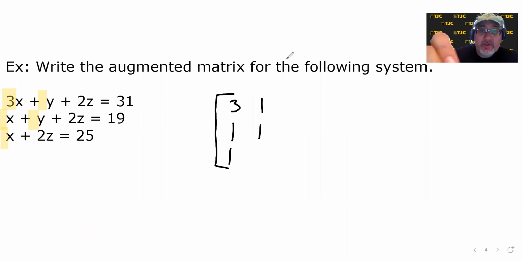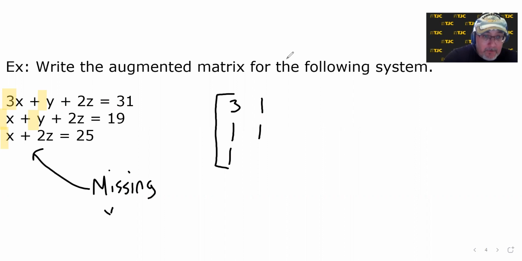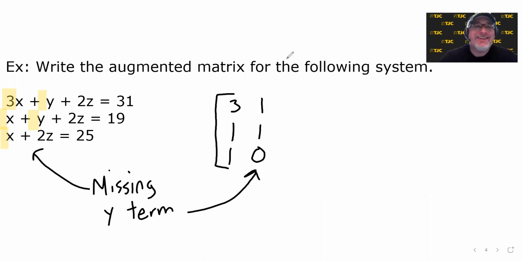But if you'll notice, the third equation is missing the y term. So guess what we should do? Well, we have to put a number right here to represent the number of y's in that third equation. And since that third equation is missing its y term, that means it has 0 y terms. So the coefficient of the y is 0. And in general, anytime you're representing a variable that's missing from a system, its coefficient is assumed to be 0, and you treat it as such.